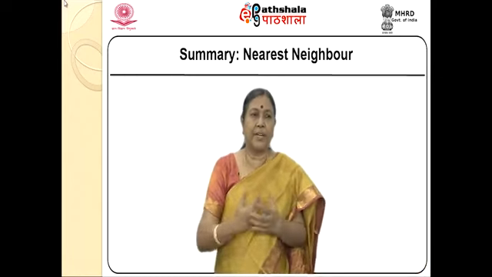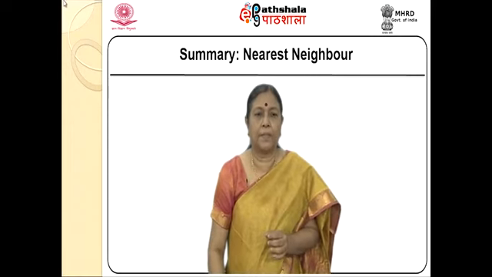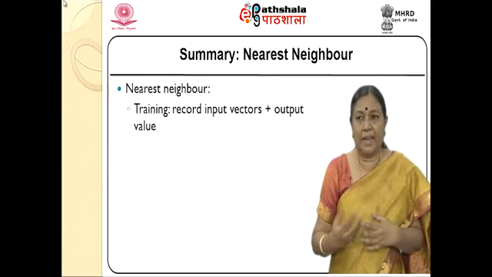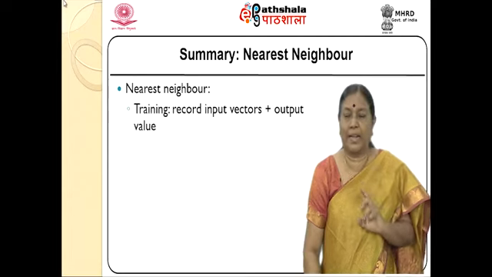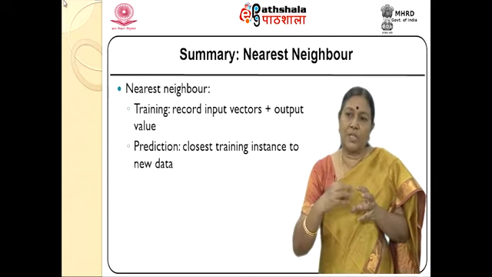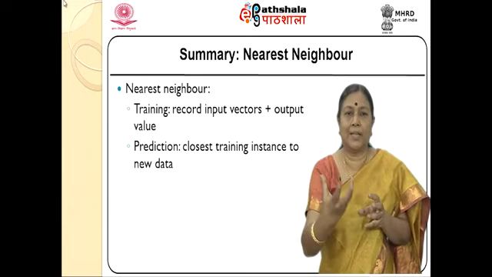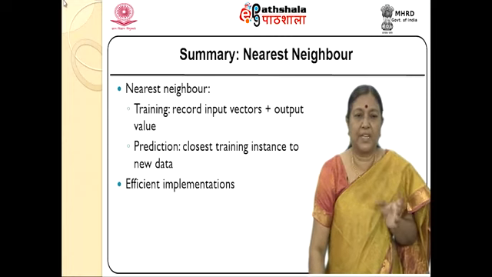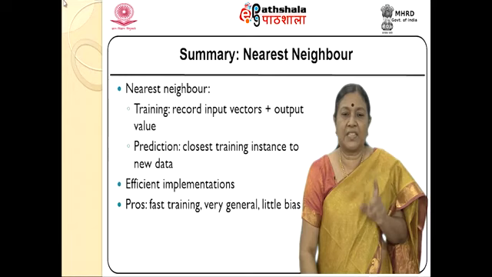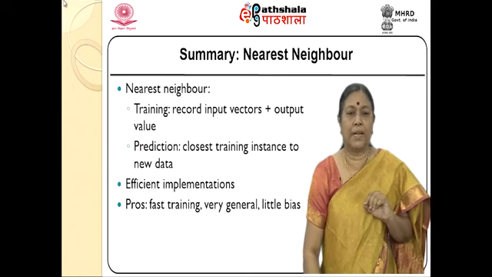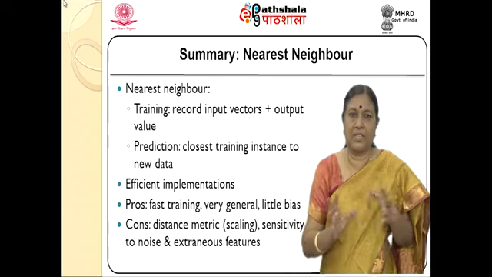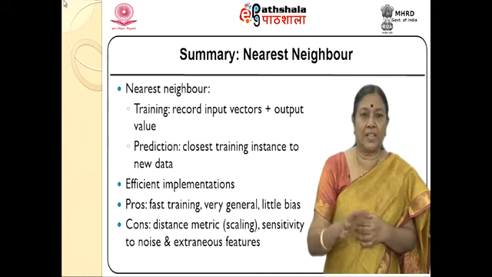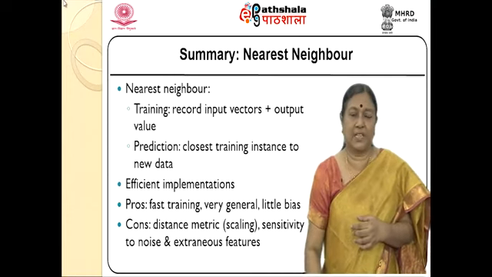So, what is the summary about nearest neighbor? Training is just recording the input vectors and the output value for that particular input vector, that is called labeling, and prediction is finding the closest training instance to the new data, the unlabeled data or the query instance as we called it, for prediction or classification. Efficient implementations are available, training is fast, it is very general and it has little bias. The disadvantage is that you need to do some scaling, it is sensitive to noise and you may end up with a lot of extraneous features that affect the classification but are actually not part of the classification.